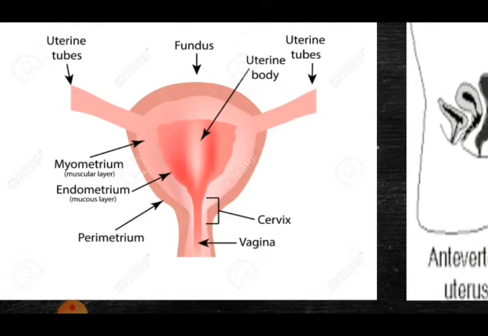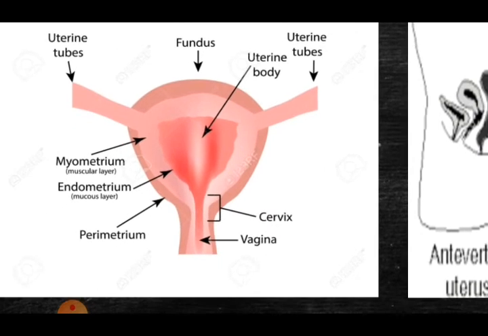Then we will talk about the layers of the uterus as well. The outermost layer is the perimetrium, this one here. Then comes the myometrium, which is composed of muscle that causes the contraction of the uterus during labor and also during menstruation. And next we have the endometrium, that goes through changes during pregnancy and also during menstruation.